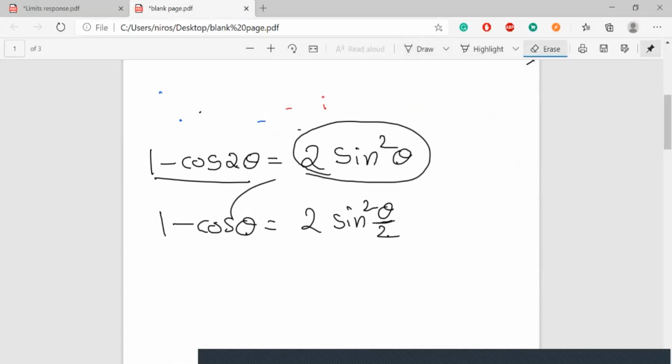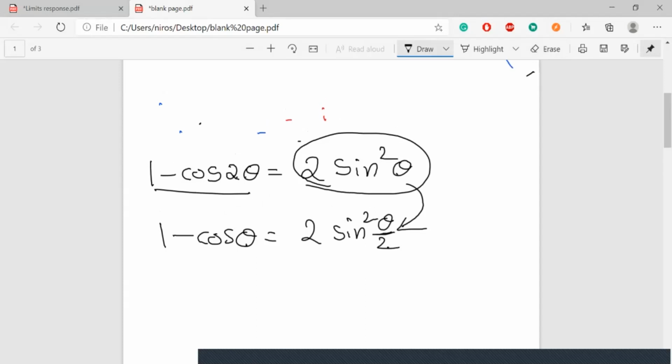Wherever there is 1 minus cos theta, it is the half angle. If it is cos 2 theta, it becomes sine theta. If it is cos theta, it becomes sine theta by 2. These are the conversions, and you have to remember this.